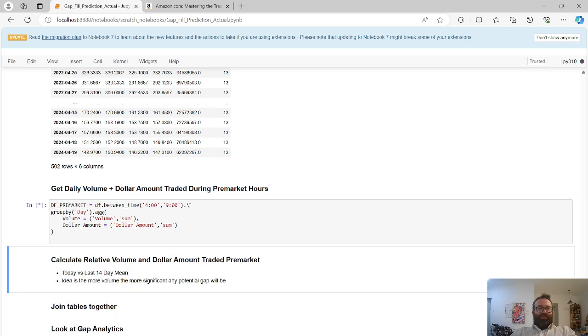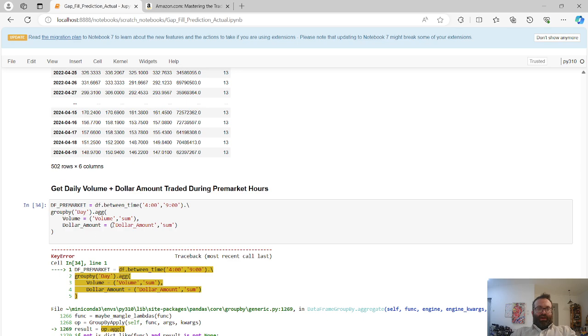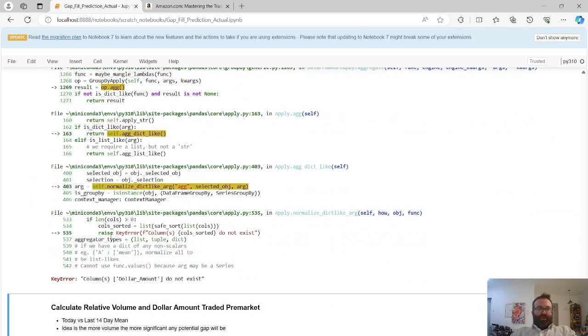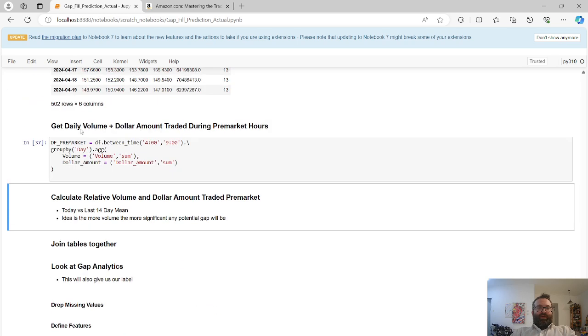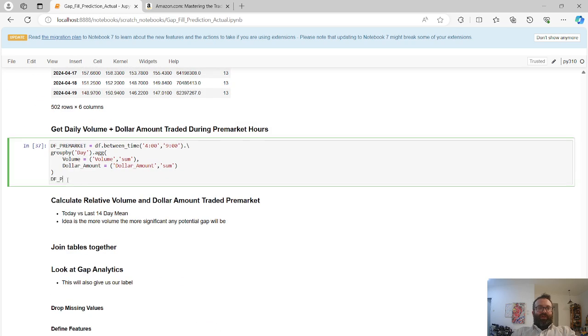Ooh, what did I mess up on? Oh, over two lines you do it like this. Did I mess up? Dollar amount does not exist. Oh, it's dollar amount. Okay. Is this better? df pre-market.